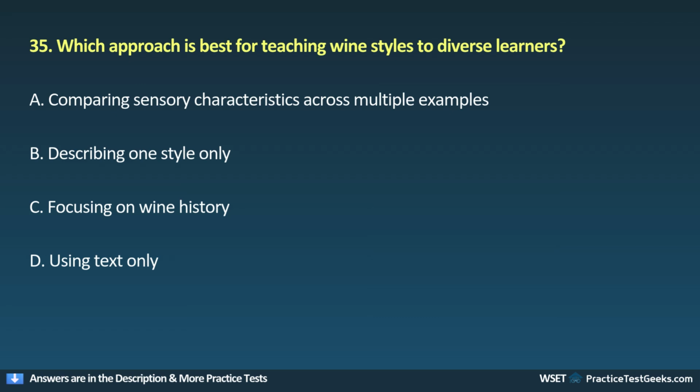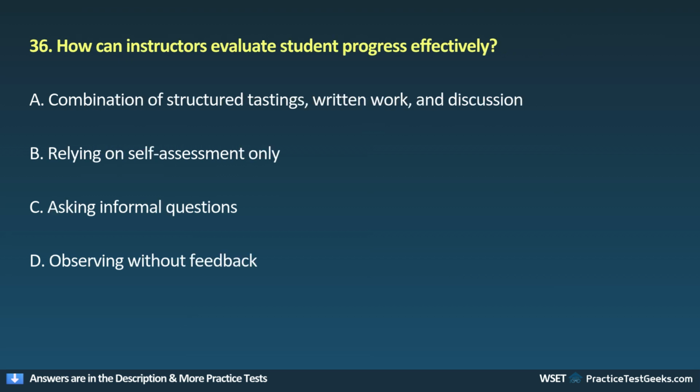35. Which approach is best for teaching wine styles to diverse learners? A. Comparing sensory characteristics across multiple examples. B. Describing one style only. C. Focusing on wine history. D. Using text only.